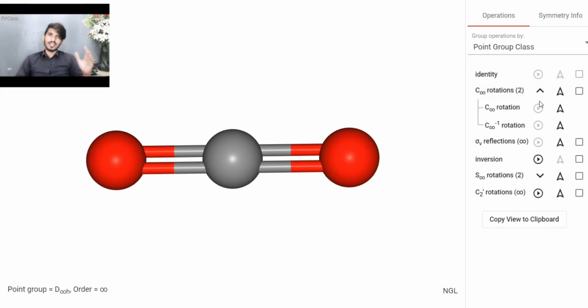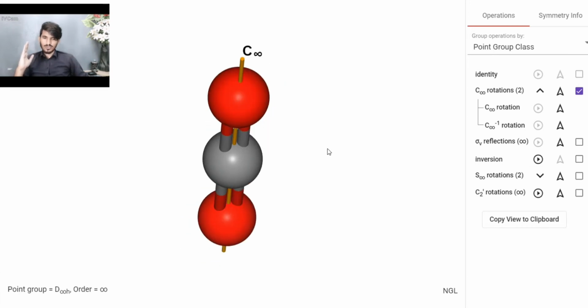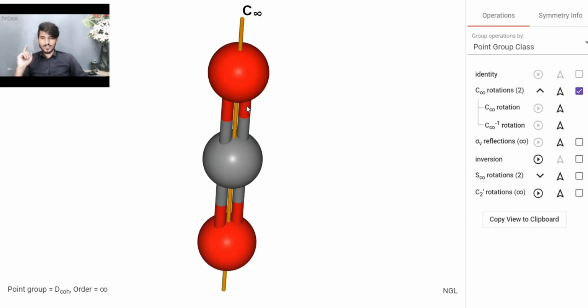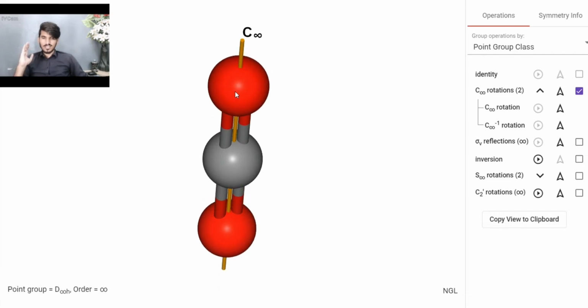As you know, in the case of carbon dioxide, when you give a rotation of C2, there exist infinite axes of rotation along this axis. Along this axis there exist infinite rotations, and you can find a C2, a C3, a C4, C5, C6, C7, and so on. There are a lot of axes of rotation present along this.